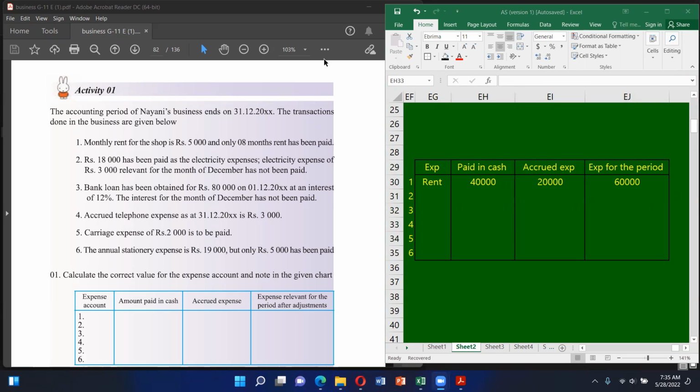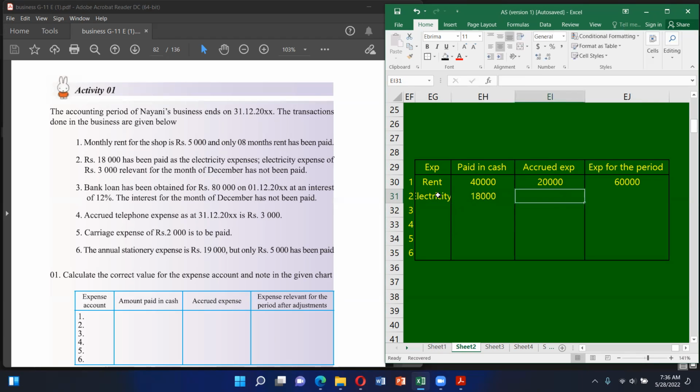Venuti, can you read the second one? $18,000 has been paid as the electricity expenses. Electricity expense of ₹3,000 relevant to the month of December has not been paid. Okay. So what is the expense? Electricity. කීයක් ගෙවලා තියෙනවද? 18,000. Write it 18,000.